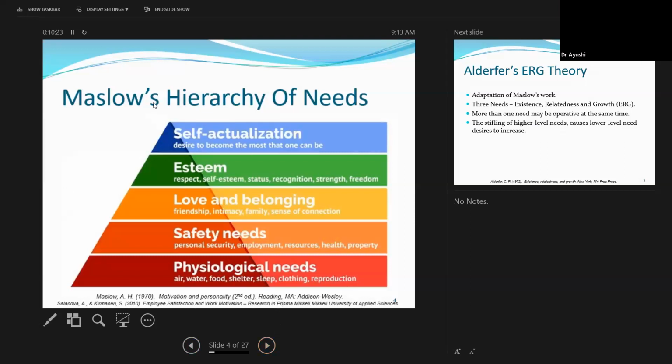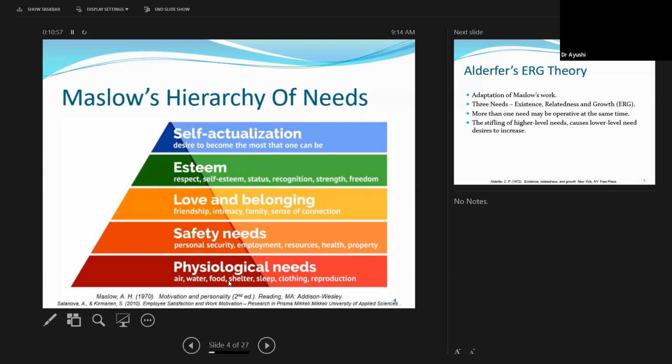So, ma'am, basically, for Maslow's hierarchy of needs. Firstly, we come to Maslow's hierarchy of needs, which starts with the physiological needs, which are, as we discussed, air, water, food, shelter, sleep, clothing, and reproduction. These are the basic needs which every individual needs.